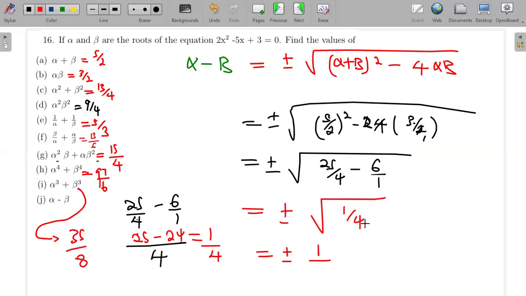1 divided by the root of 4, it's 2. So the answer there is plus or minus 1 over 2. All right, so we are done simplifying all these. As you can see, the secret is always finding an expression that is in terms of the sum of the roots and the product of the roots.